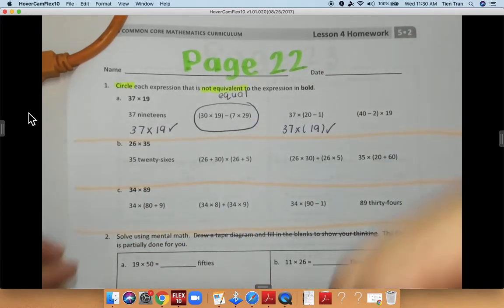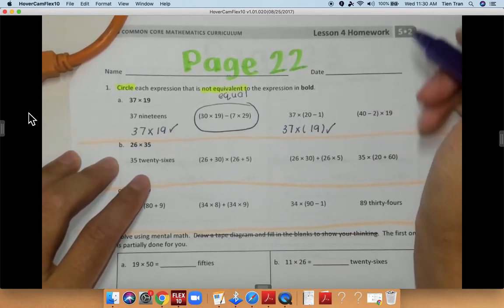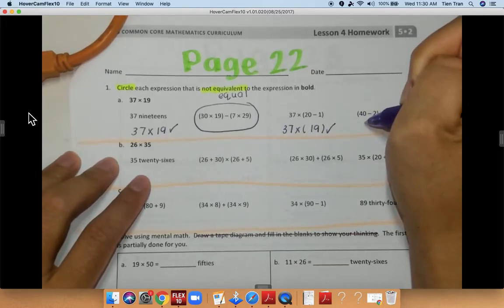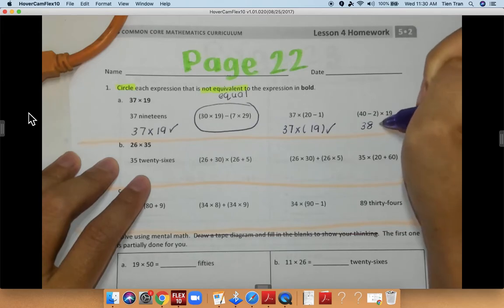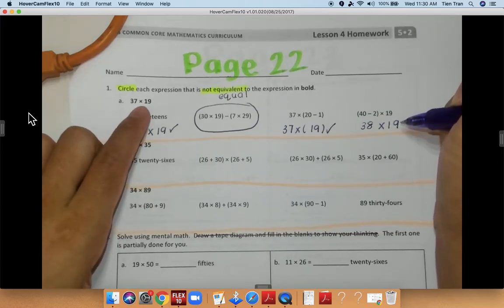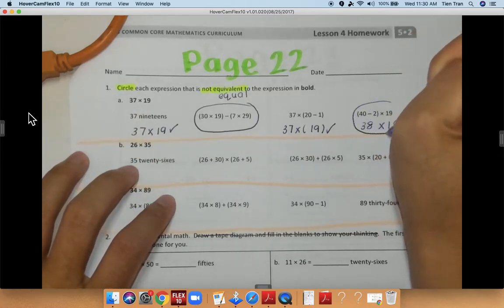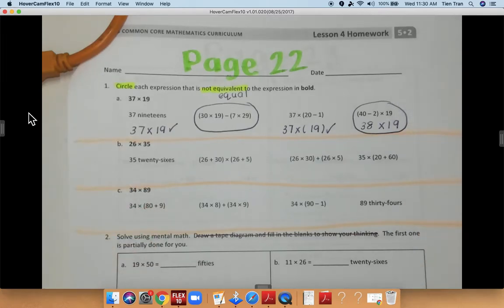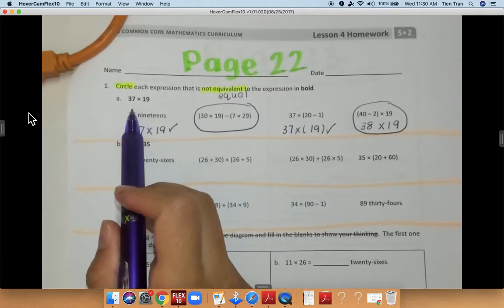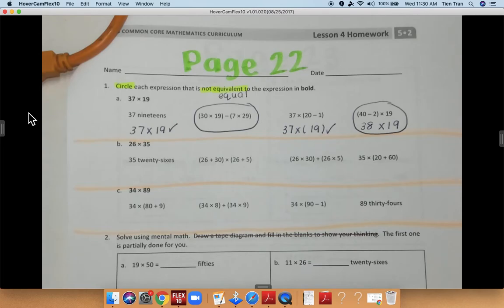Now, the one we have over here says 40 minus 2. We know that 40 minus 2 is equal to 38. And we have 38 times 19. This is 37. So that's not correct either, right? So I'm going to make sure I circle this one because it is not equal to the answer or to the equation we have here. So these are the two that are not equivalent and these are the two that are equivalent.